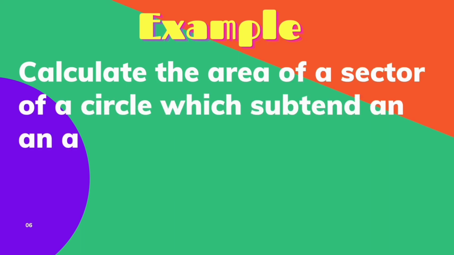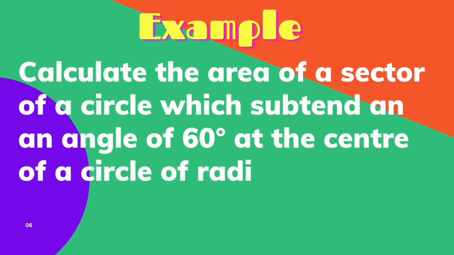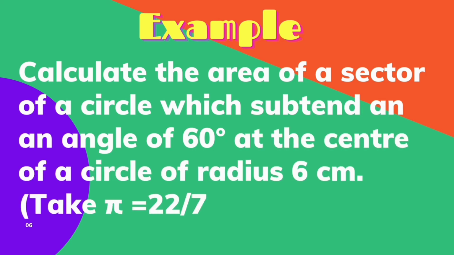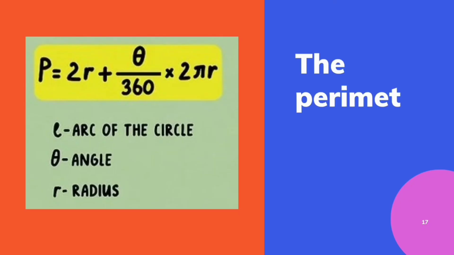Calculate the area of a sector of a circle which obtains an angle of 60 degrees at the center of a circle of radius 6 centimeters, where pi is equal to 22 over 7. So using this formula, you are going to have 60 all over 360 times 22 over 7 times 6 squared, which will give you 18.85.